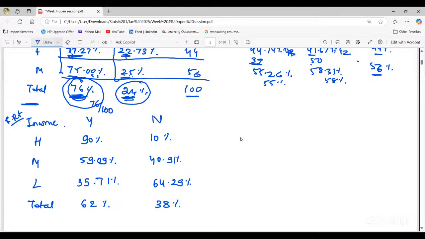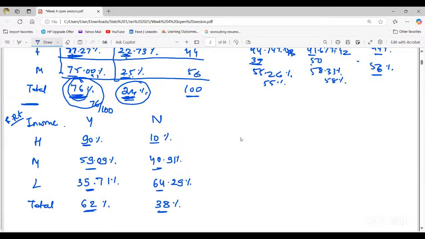So now, see the table. Here I'm asking you whether they are associated or not. Can anyone tell me? They are associated. Correct. Why? Because here there is a difference. The proportion should be like 62% and 38%. Here I'm seeing that it is 90, 10, 60, 41, 36 and 64. So the proportion is disproportionate, right?